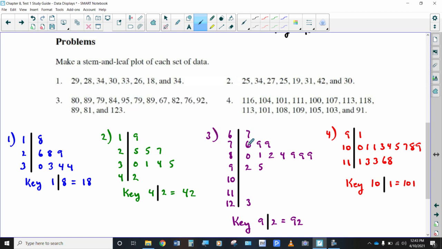For problem number 3, you've got some two-digit numbers and three-digit numbers. So once again, our stems are the number of tens in any given number. In the 11, that would be 11 tens. This would be 12 tens, so that's 120 plus 3 is 123 for that number. All right, so those are stem and leaf plots.